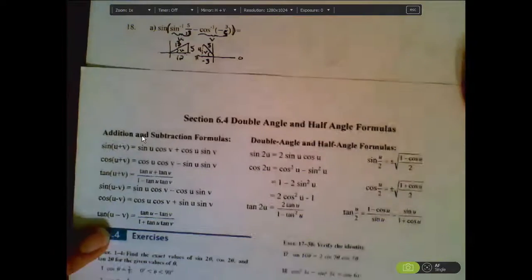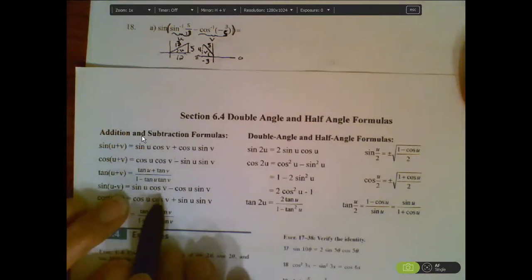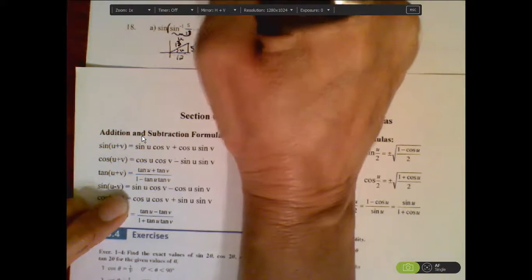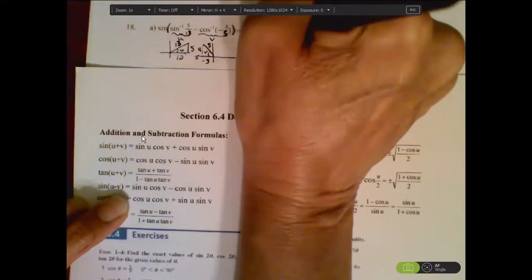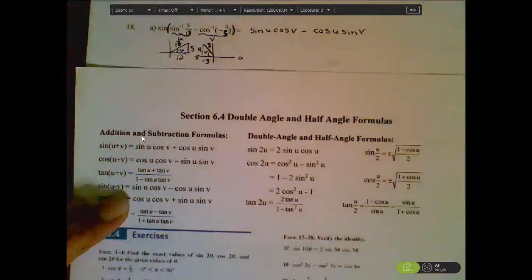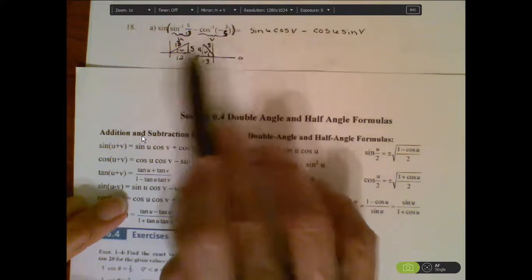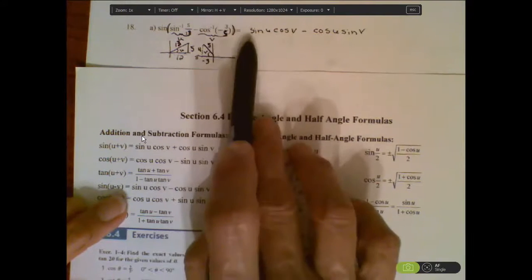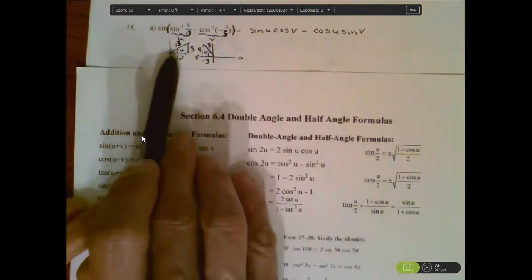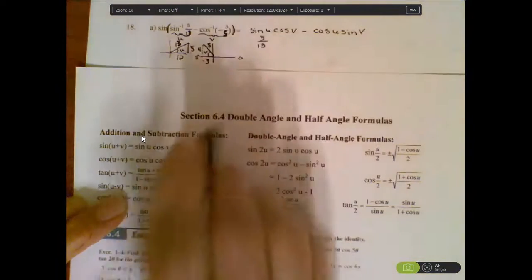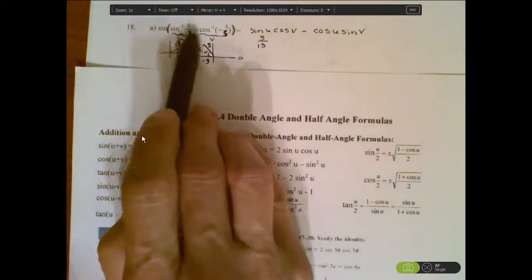We're ready to use the subtraction formula for sine, and I'm just going to write it down here so we can look at it. Sine of U cosine of V minus cosine of U sine of V. And I'm going to extract each of these 4 values from these 2 triangles. What would the sine of U be? Well, here's my angle U. Sine is opposite over hypotenuse. Sine is 5/13, which we knew because inverse sine was 5/13.